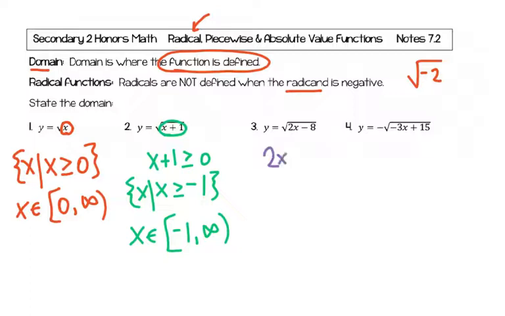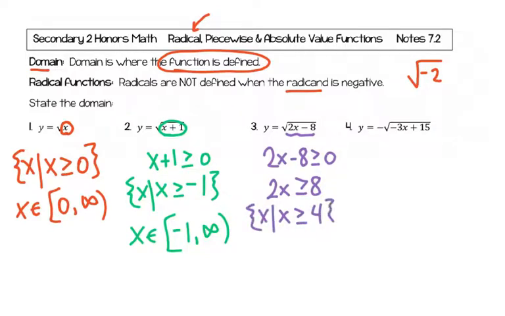What you should have done is 2x minus 8 is greater than or equal to 0. And we do that every time because what's underneath the radical has to be 0 or higher. And so that's why we set that up like that. So 2x is greater than or equal to 8, which means x is greater than or equal to 4. And so that's going to be my domain.